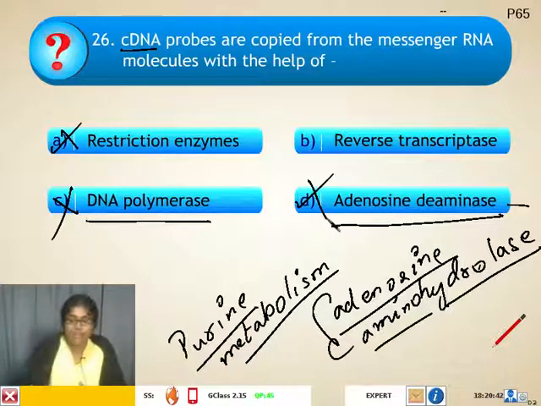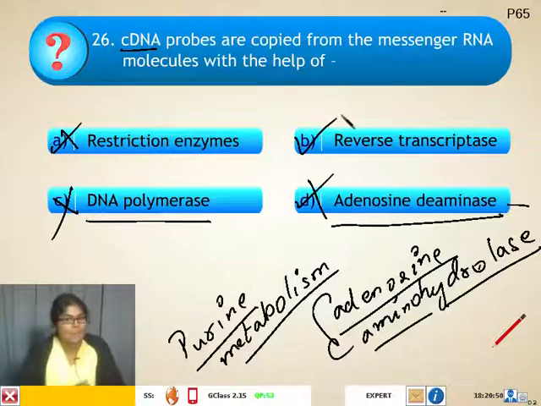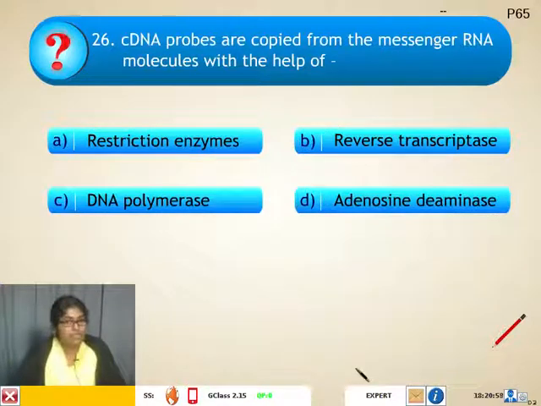So the remaining option is, very good, reverse transcriptase. So it is this enzyme which helps us to produce cDNA from mRNA. So which is the enzyme, students? It is reverse transcriptase. Clear? Shall we move to the next question?